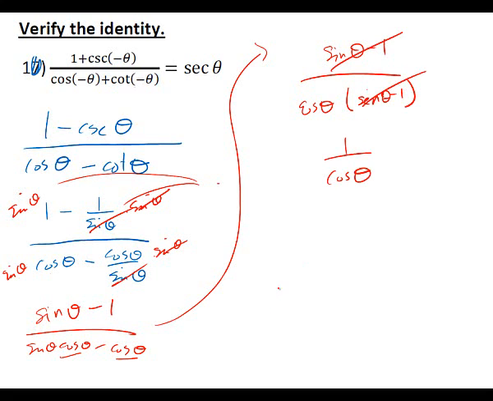All right, what's 1 over cosine equal to? Secant theta. Okay. So again, did we get what we wanted? Yeah, but all those steps in between are what you need to show me for your work. All right, so that's where I'm going to stop because that's as many as we earned.